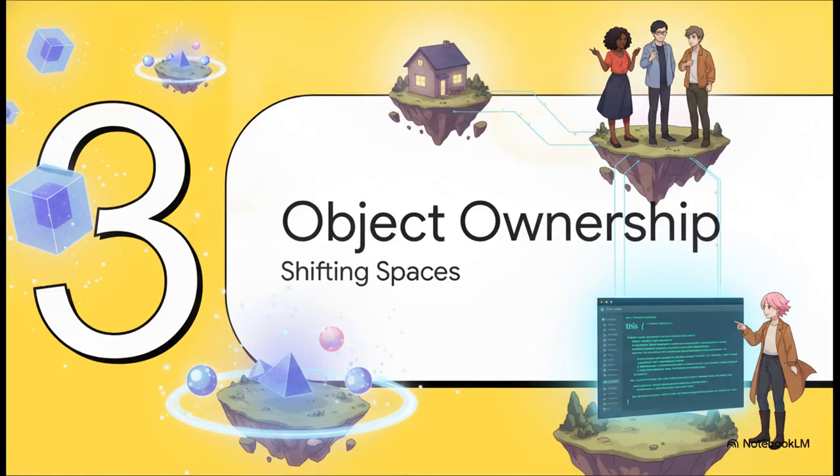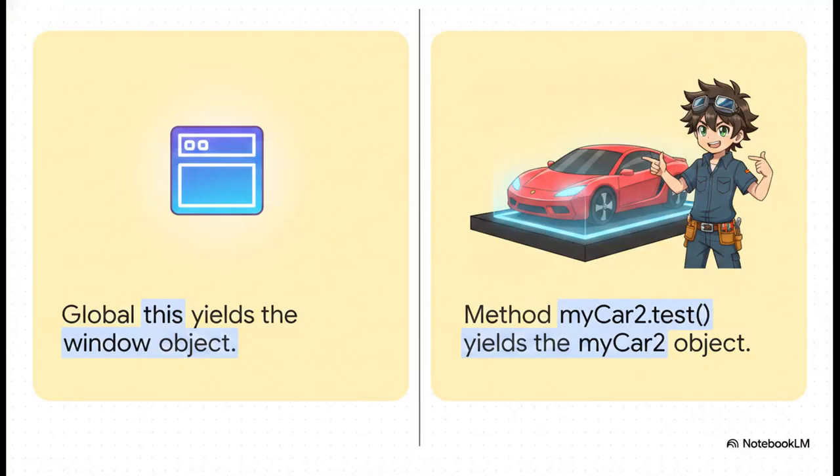Moving right along to Section 3, Object Context and Ownership, Shifting Spaces. Let's see how this builds when things get a bit more complex. Compare that global scope we just talked about, where logging this gives you the window object, to a custom object. Let's say we create an object and call it mycar2. We give it some properties and a little method called test. Now inside that test method, we log the this keyword. When we actually call that method by typing mycar2.test, the console doesn't give us the window anymore. It logs out the mycar2 object itself. It shows all the properties and methods belonging to mycar2.